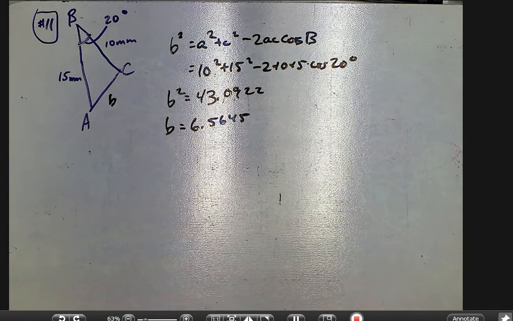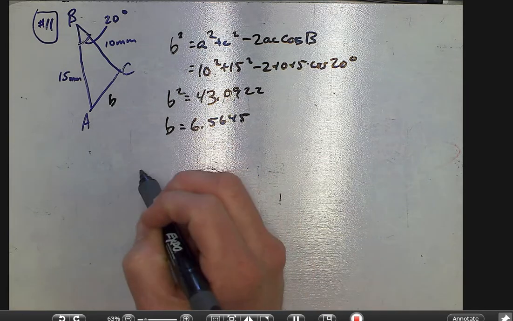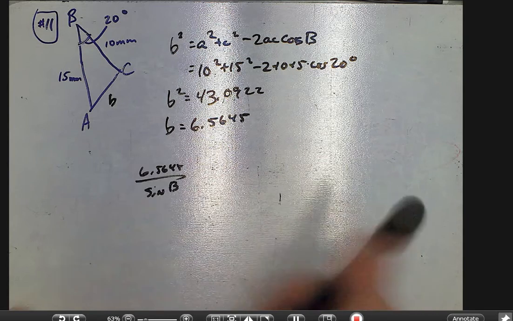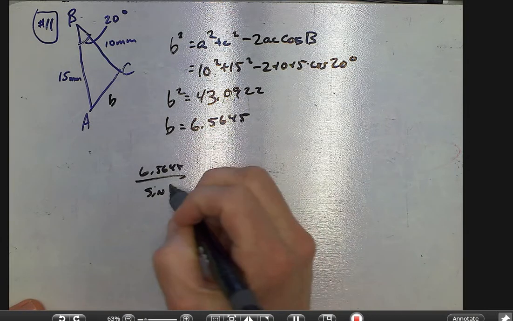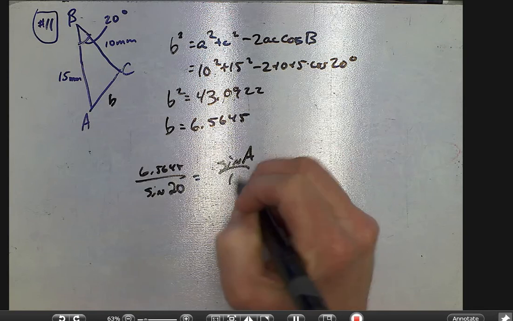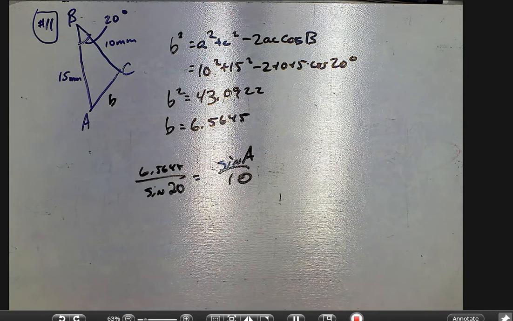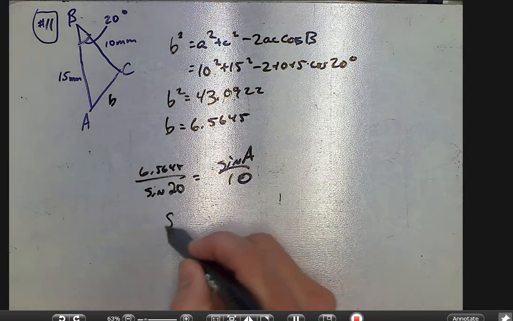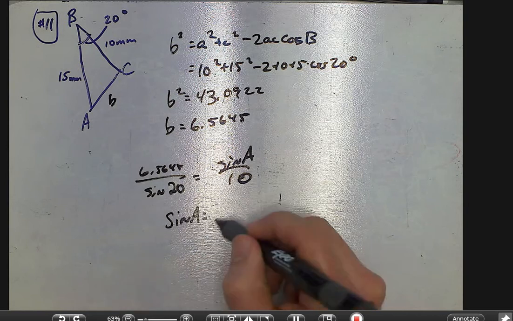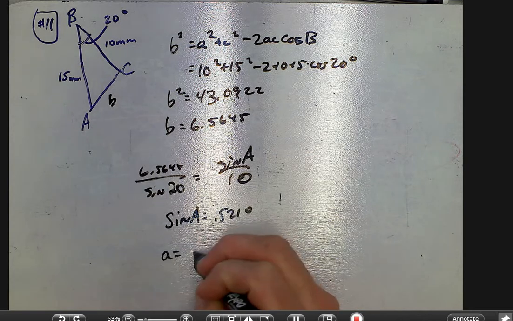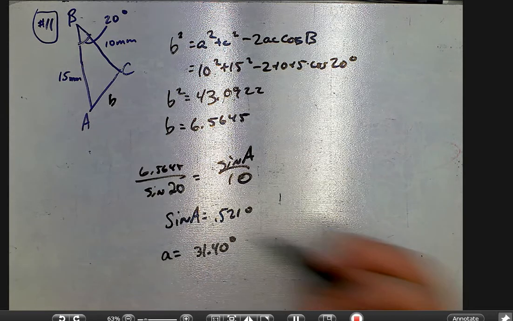Once I know that, I know all 3 sides, I know angle B, so I'm going to go ahead and use law of sines, saying that 6.5645 over the sine of B, which is 20 degrees, is equal to the sine of A over 10. If you want to use law of cosines, you can, but this is a little bit quicker. 10 times 6.5645 divided by sine of 20 tells me the sine of A is 0.5210. Therefore, A equals 31.40 degrees because of the law of sines.